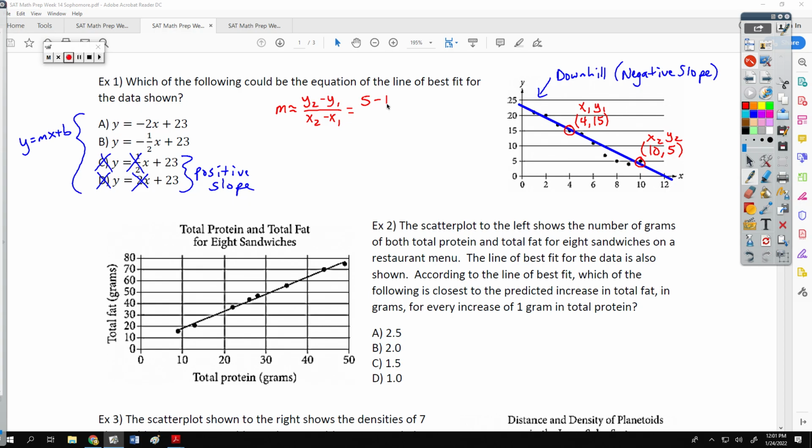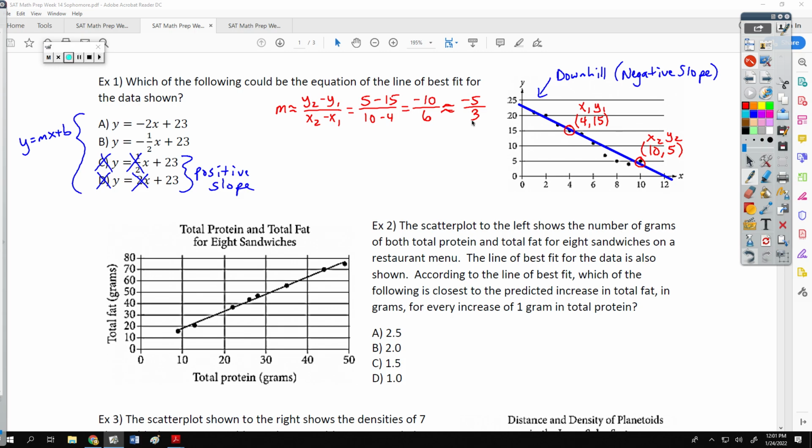So in this case, that would be 5 minus 15 over 10 minus 4. Now again, this is not going to give us an exact slope, okay? It gives us an approximate slope. The approximate slope is negative 5 over 3.